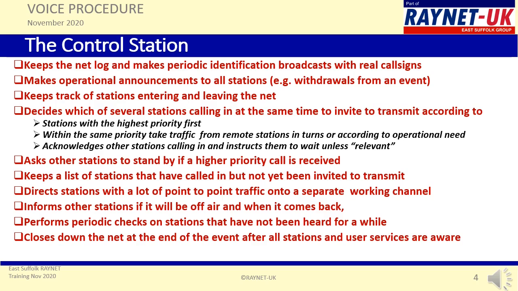And Control will close down the net at the end of the event after all stations and user services are aware that Raynet services will no longer be available. And ordinary operators in the field should wait until instructed to close down by Control so that Control knows what's going on and user services can still pass traffic if they need to.